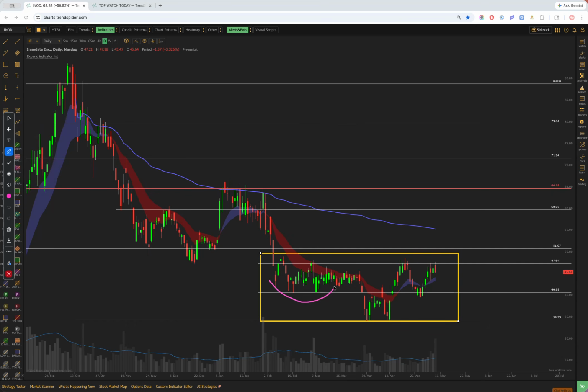Here's your left shoulder. Here's your head. Here's your right shoulder. This is a reversal pattern. Some people might call it a base. Absolutely, you can call it a base too. For me, what I like to do is get in on the right shoulder of the formation, right? I want to get in here, and I want to get in after the pivot.